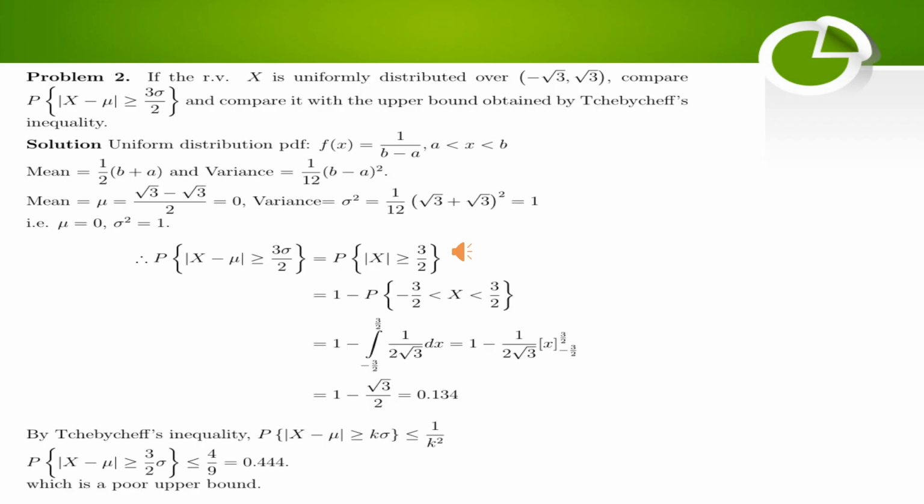By Tchebycheff's inequality, P of modulus of x minus mu greater than or equal to k sigma is less than or equal to 1 by k square. P of modulus of x minus mu greater than or equal to 3 by 2 is less than or equal to 4 by 9, which is equal to 0.444, which is a poor upper bound.